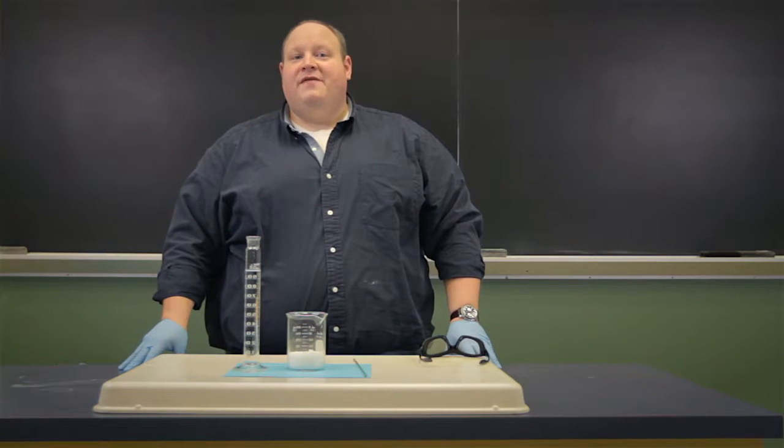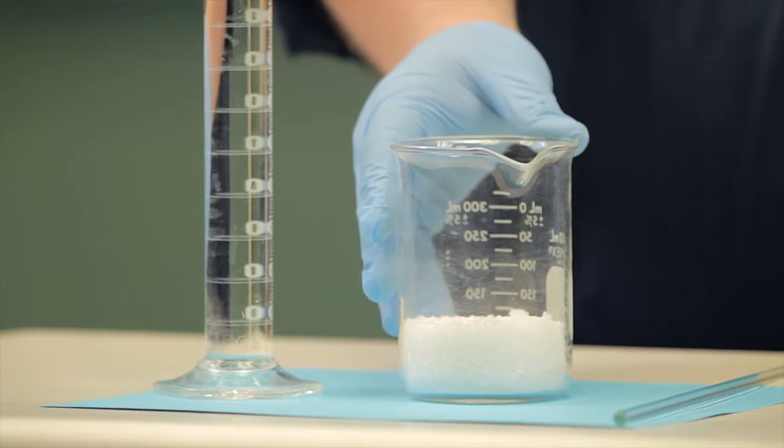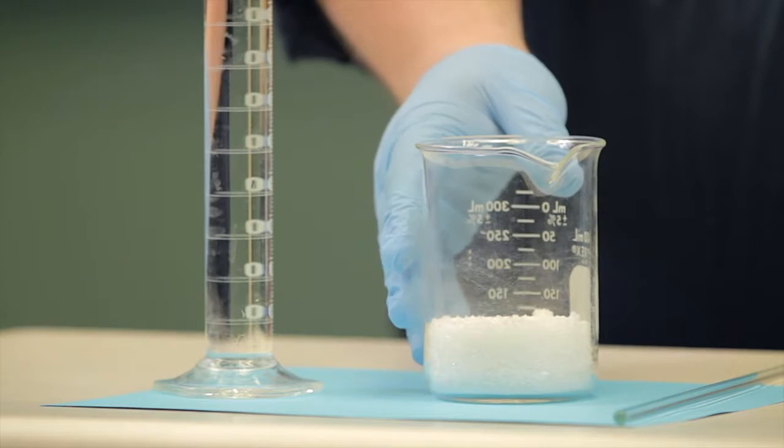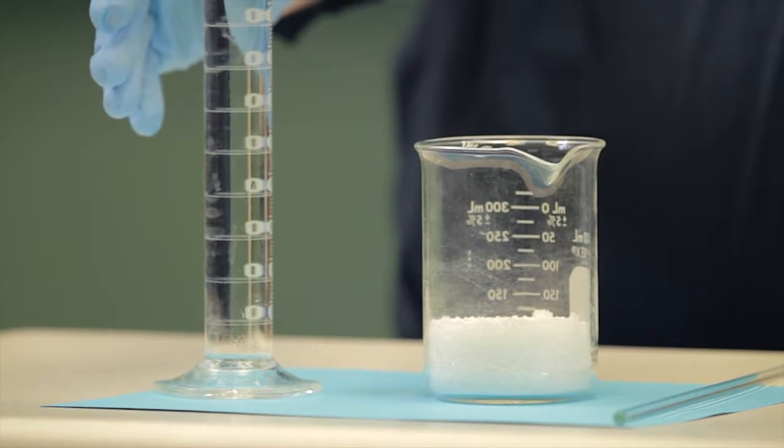Let's try a reaction and figure out whether or not the reaction is exothermic or endothermic. In this beaker, I have sucrose, normal everyday table sugar. And in this graduated cylinder over here, I have concentrated sulfuric acid.